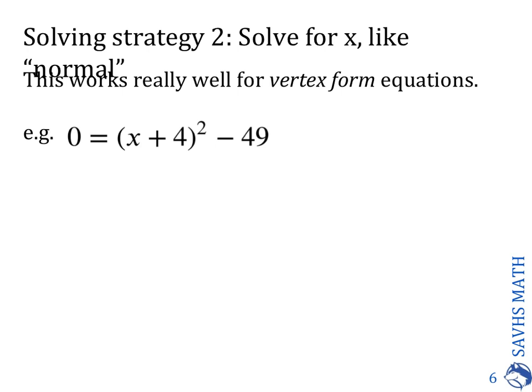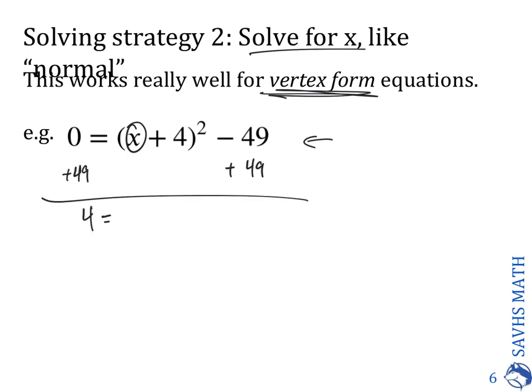Okay, so I don't know why this kind of copied weird, but the second strategy is solving for x by undoing the steps, undoing the stuff around x. So I'm going to do one more equation just as an example. Reminder that this works really well for vertex form, and yes, we are in vertex form, so we can get x by itself. So I'm going to add 49 to both sides. Get 49 equals x plus 4 squared. I wrote 4, I meant 49, sorry.